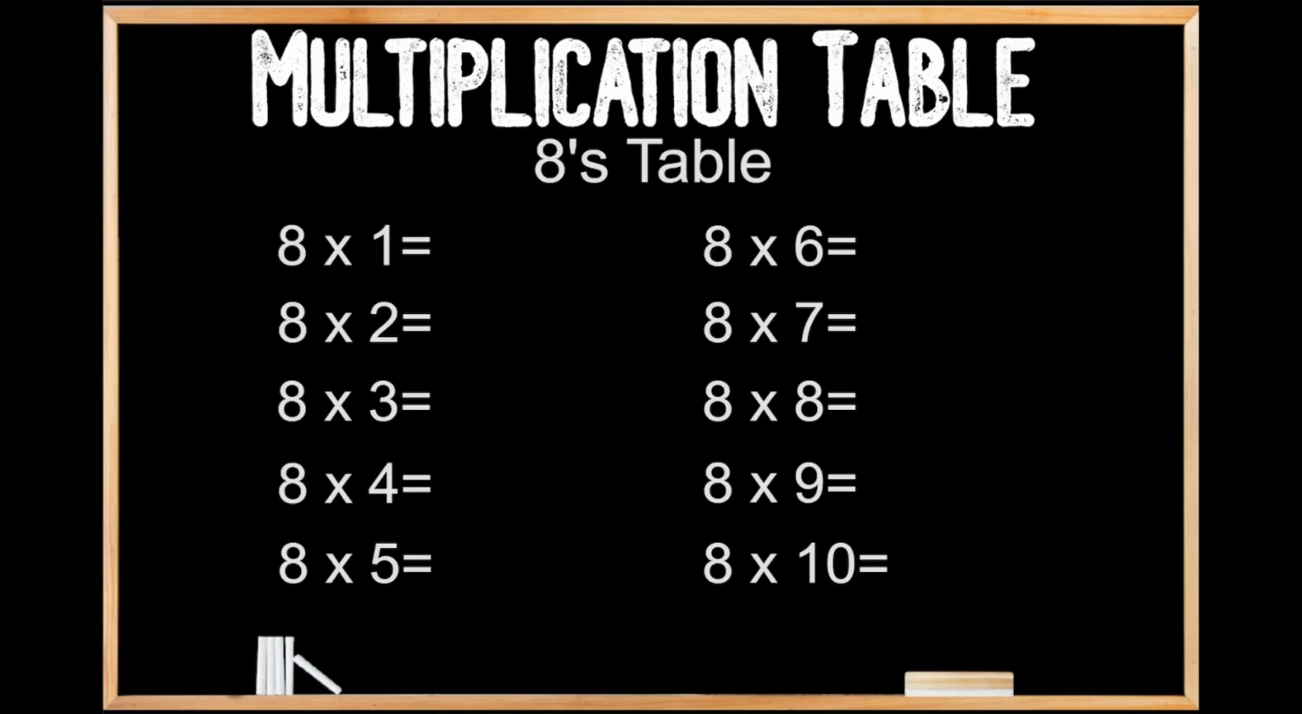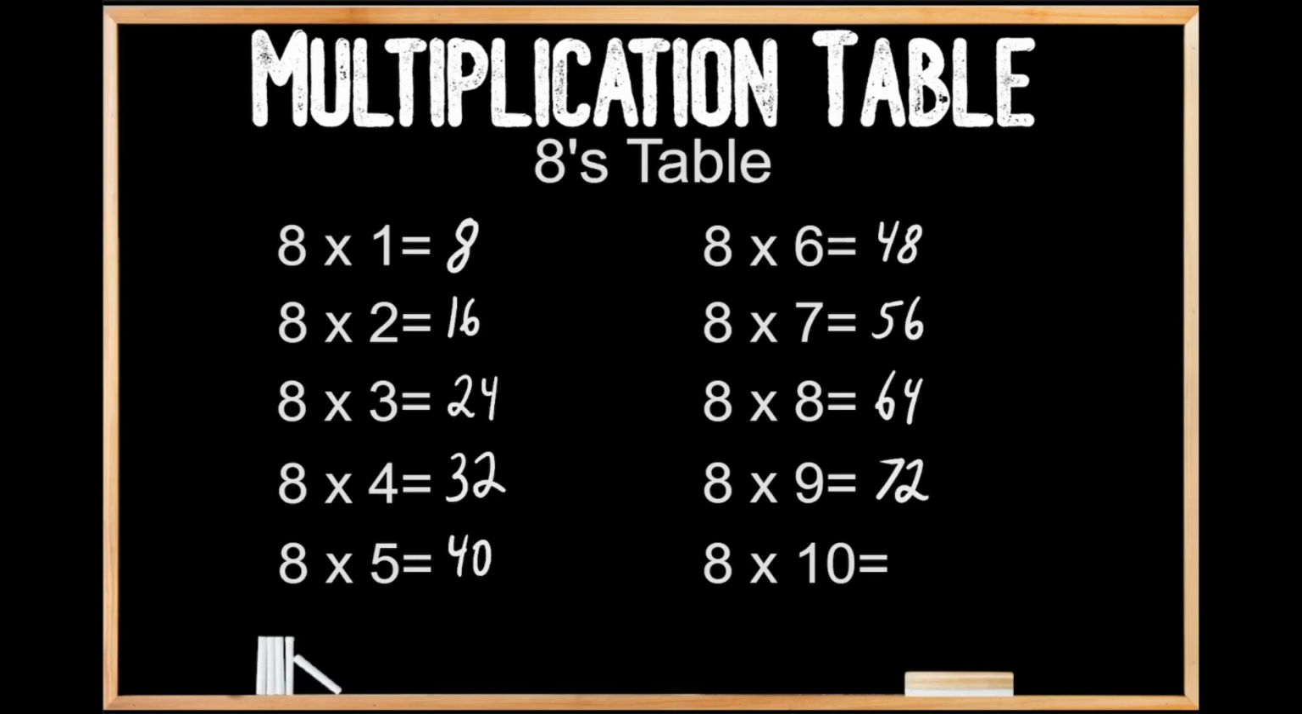Eights table. 8 times 1 is 8. 8 times 2 is 16. 8 times 3 is 24. 8 times 4 is 32. 8 times 5 is 40. 8 times 6 is 48. 8 times 7 is 56. 8 times 8 is 64. 8 times 9 is 72. And 8 times 10 is 80.